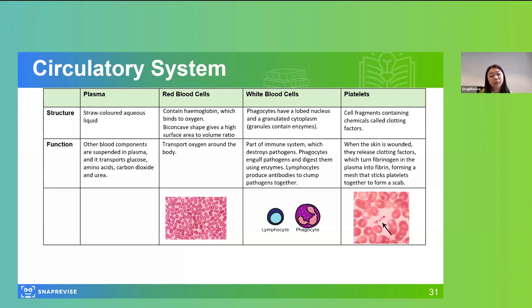In the plasma, there are other blood components. It transports glucose, amino acids, carbon dioxide, and urea. I'm going to go through this a bit more quickly because this is all written on the slide. But if I say any extra information, note that down.